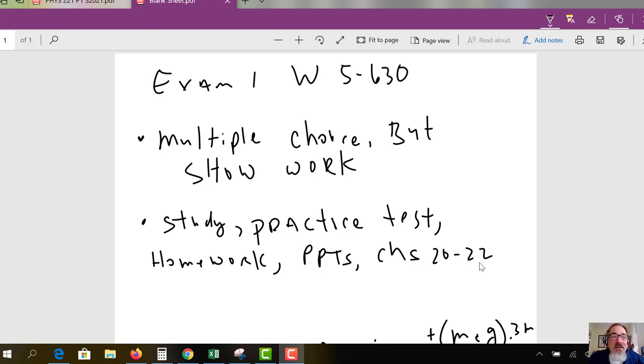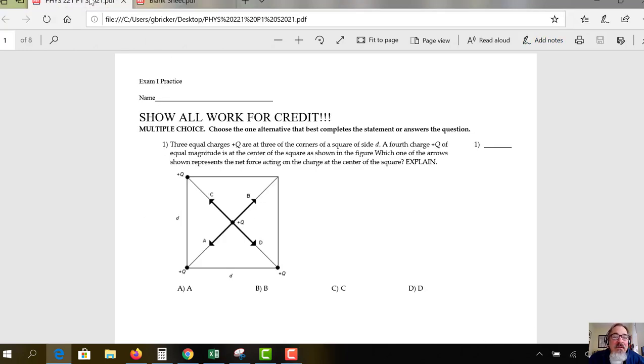Okay, let's take a look at the actual test. Okay, so it's similar in length. I haven't completely finished it yet, so it's somewhere between 12 and 14 questions.